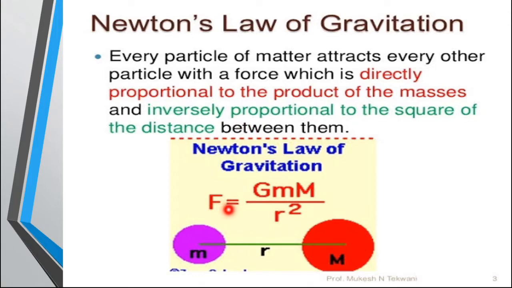This is the force of gravitation, and it is directly proportional to the product of their masses and inversely proportional to the square of the distance between them. Consider two bodies of masses small m and capital M. The distance between the centers of mass is r, as shown in the figure.